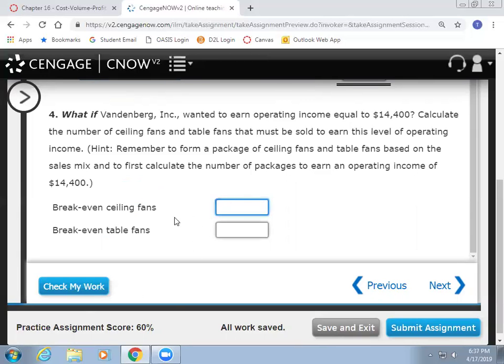So your break even for your ceiling fans should be 2,520. And for table fans should be 5,880. And they're saying break even, but that seems like a typo there. That should be to achieve a target income of 14,400. So it's really not break even in that case. So again, all we had to manipulate was adding our operating income, our desired income, into our formula to get a new package mix.